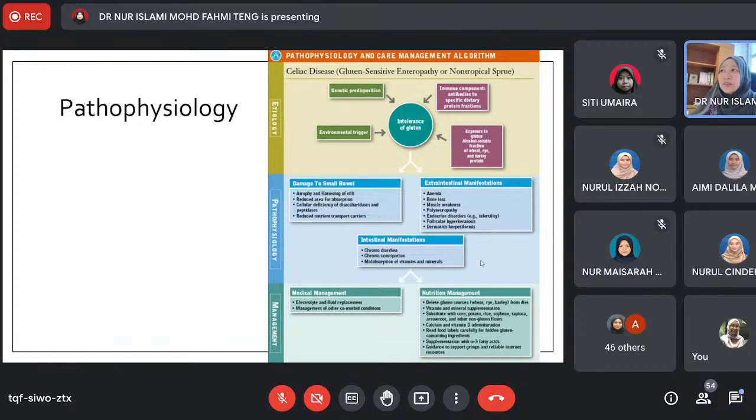About the pathophysiology and care management algorithm for the intolerance of gluten, you can refer back to your textbooks. The intolerance of gluten is due to genetic predisposition, environmental trigger, immune component, and also exposure to gluten. Here are the manifestations, and this is the medical management and also nutrition management.